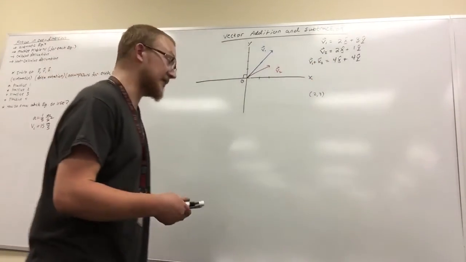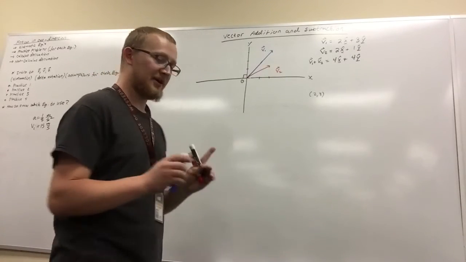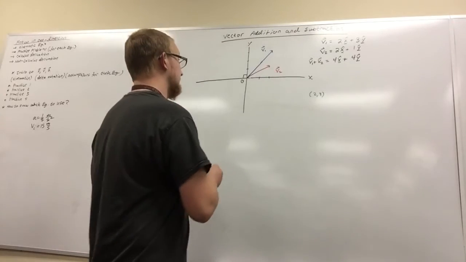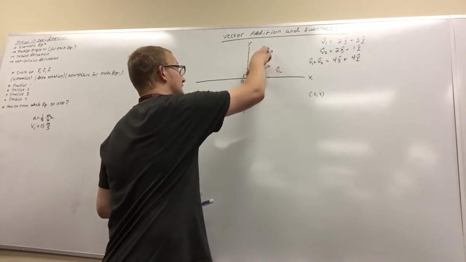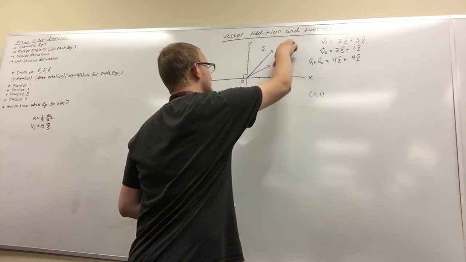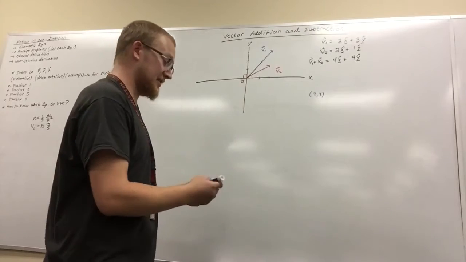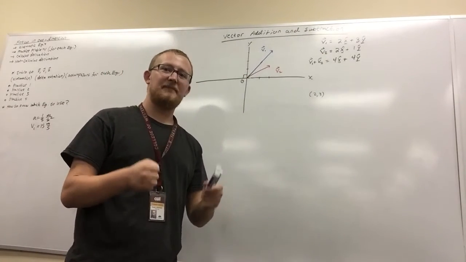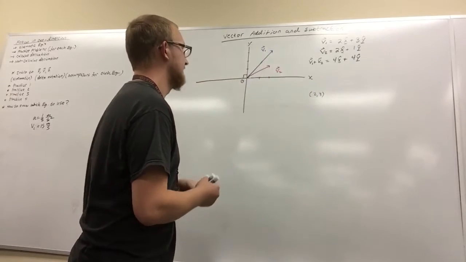But what's the visual interpretation of this? The visual interpretation of this is, I want you to imagine that we're going to take v1, okay, and we're going to stack it at the tip of v2. So we call this tip to tail, right? Because I'm taking the tail of v1 and I'm putting it on the tip of v2.